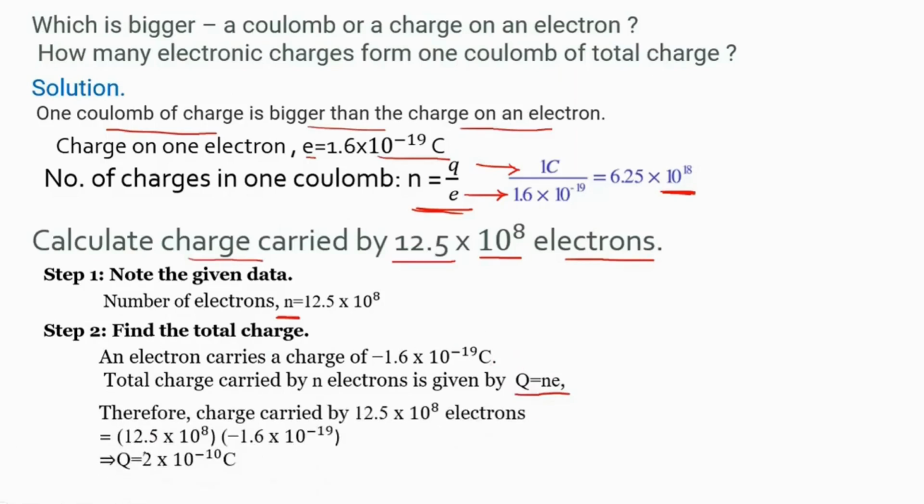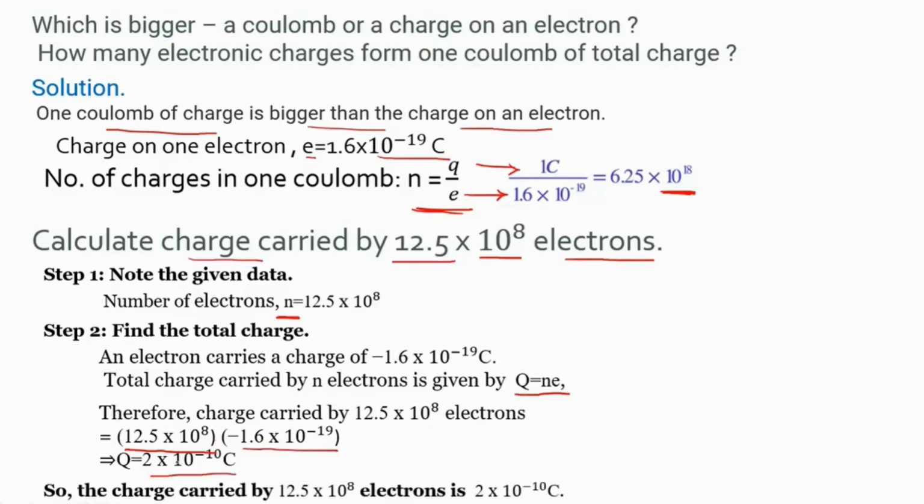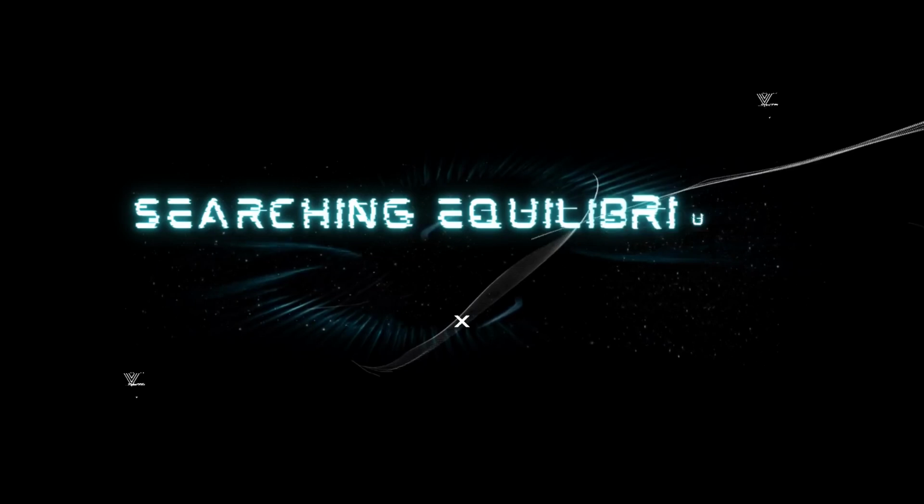So in this formula, if you put the value of N, which is 12.5 into 10 to the power 8, which is given, and the standard value of e, which by default is always 1.6 into 10 to the power minus 19 coulomb, on solving this we are going to get the result Q equals 2 into 10 to the power minus 10 coulomb. That means the charge carried by this many electrons will be 2 into 10 to the power minus 10 coulomb. This is how you will have to present your answer in the given format, so that there will not be any chance of losing marks.